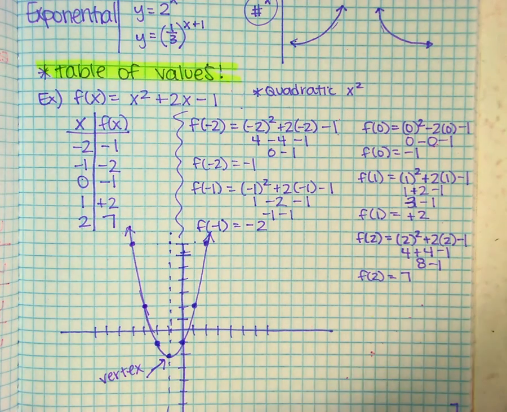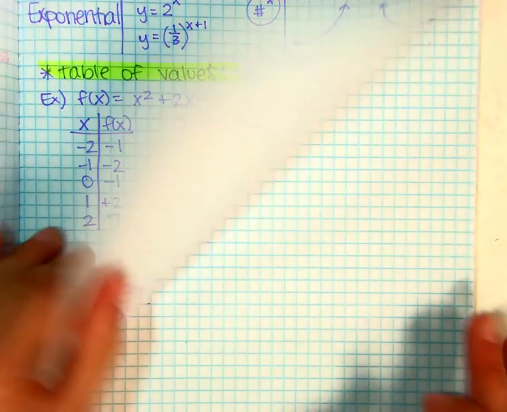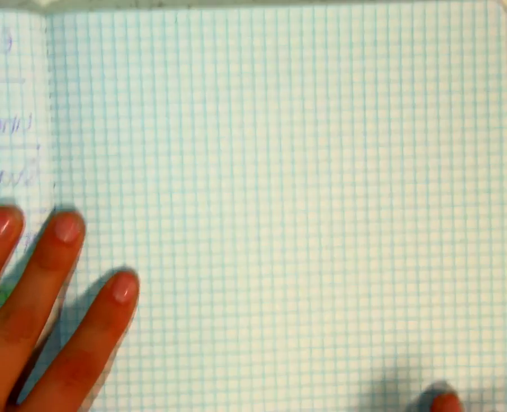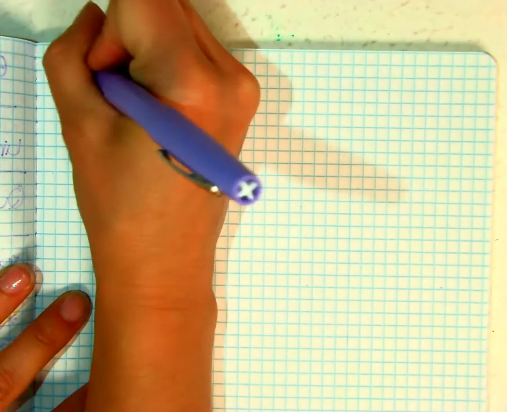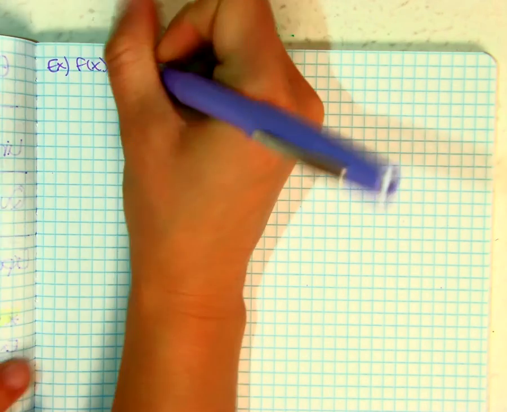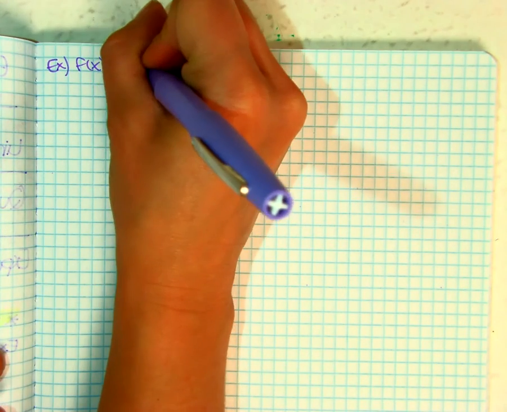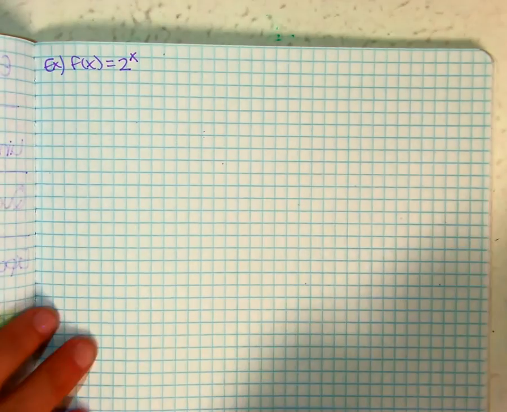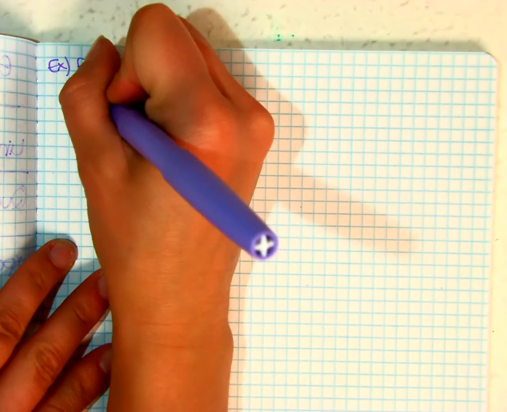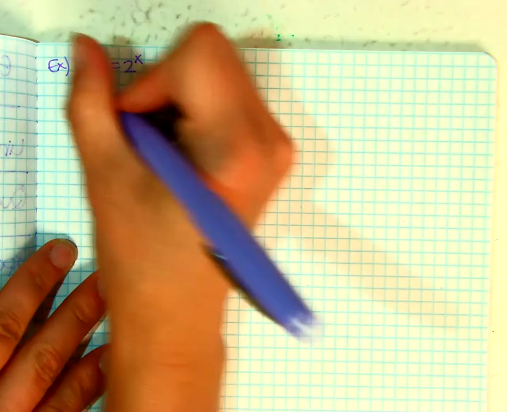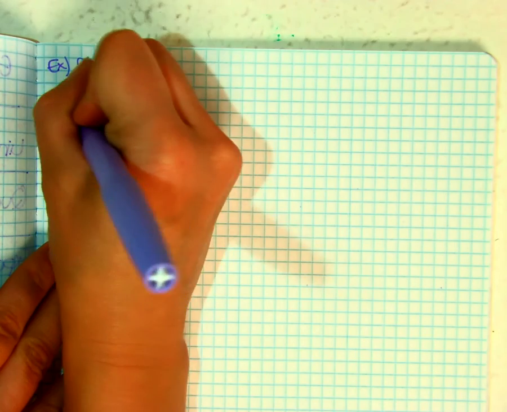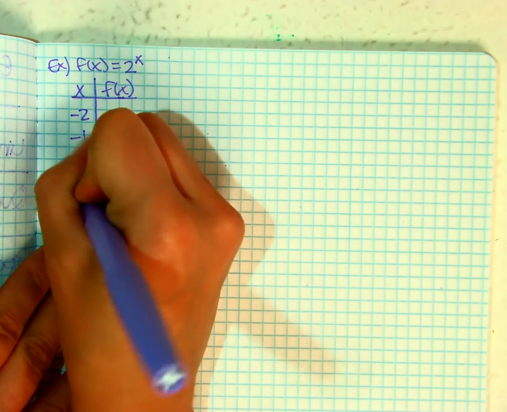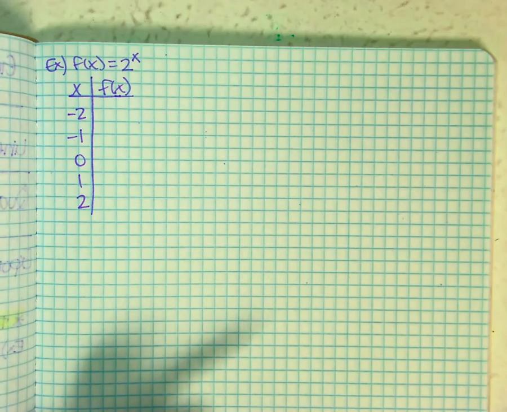Okay, now we're just going to do a quick one for exponential. I need to turn the page. Let's just do an example 2. f of x equals 2 raised to the x. All right, and we're going to make a quick table of values. F of x. So if x is negative 2, negative 1, 0, 1, 2, we can start wherever we want.